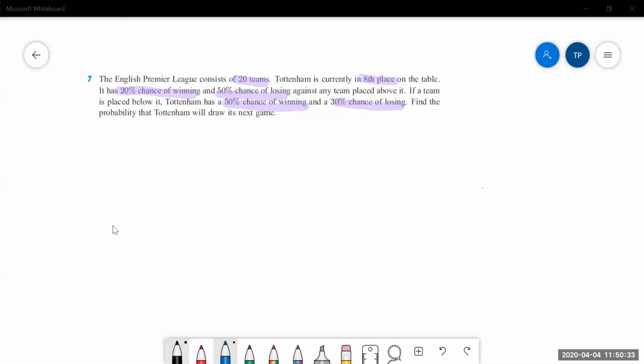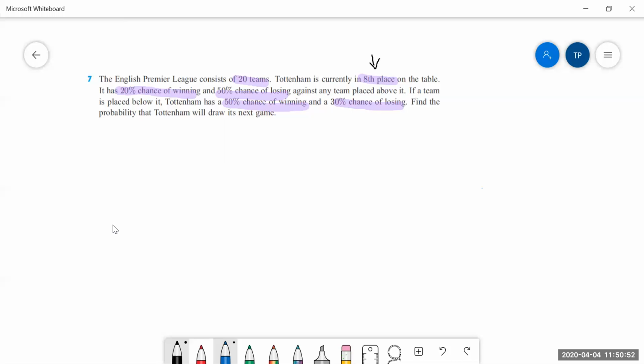It has 20 games. So should I start from this one first, to draw? One minute, let me check. 20 teams. Tottenham is currently in 8th place on the table. It has 20% chance of winning. If a team... Find the probability that he will draw its next game.